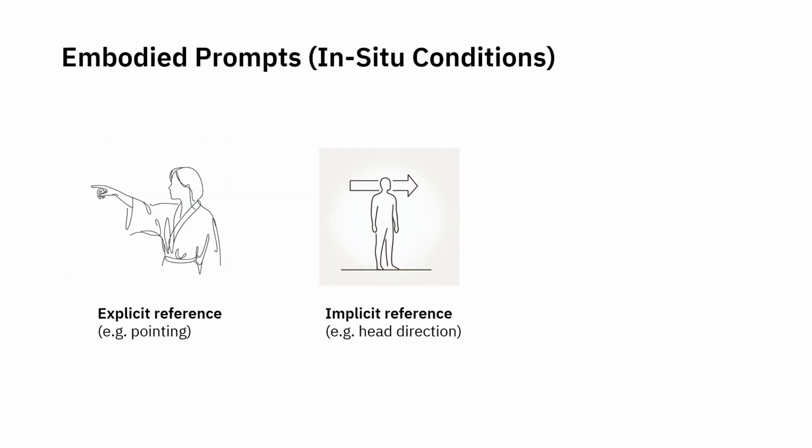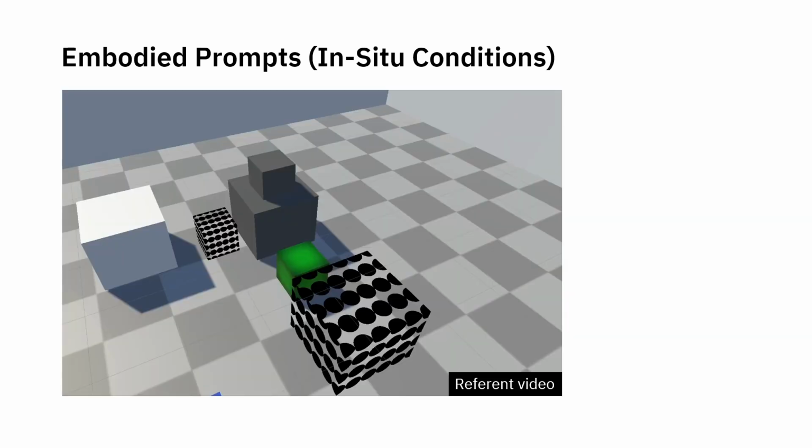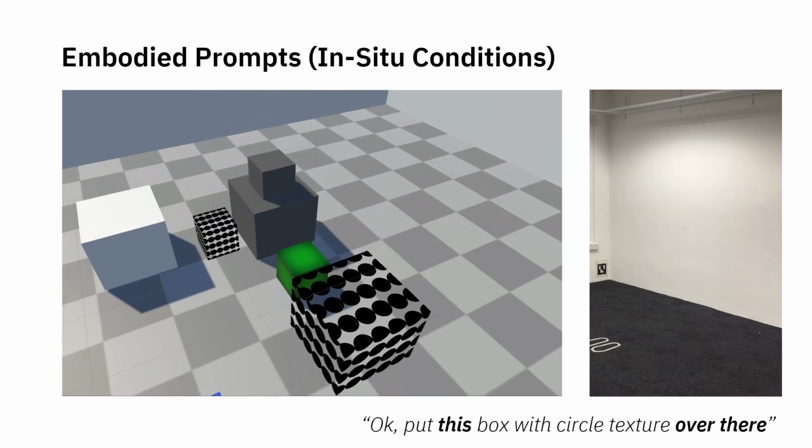In situ conditions, participants often accompany their prompts with explicit references like pointing or implicit references like head directions. In this example, the participants needed to move a box. He used pointing gestures to direct the movement. "Okay, put this box with circle texture over there."